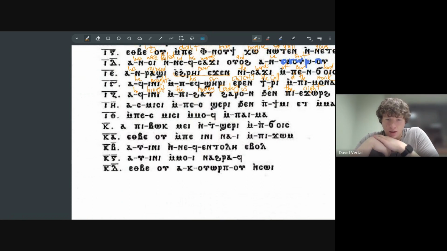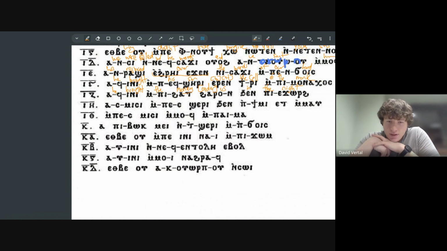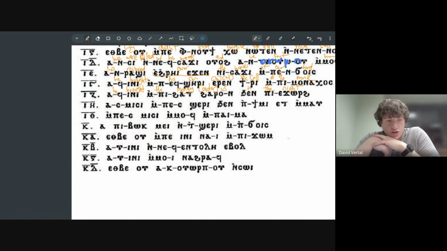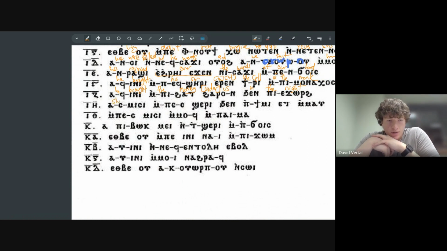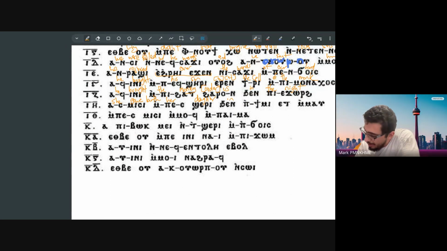Asmisi empes sheri in ptimi et mau. She gave birth to her daughter in the village over there, or which is there. In that village. Okay.